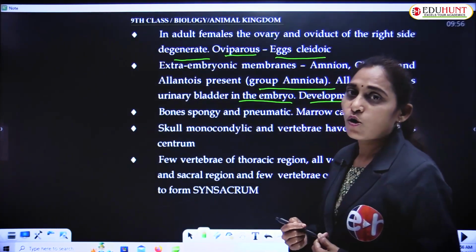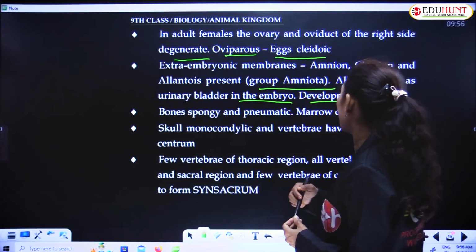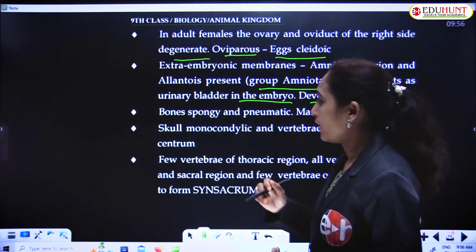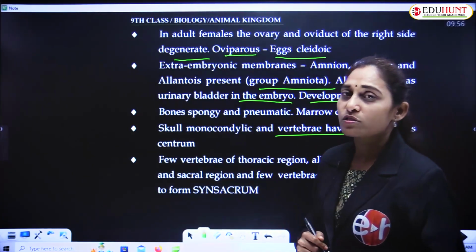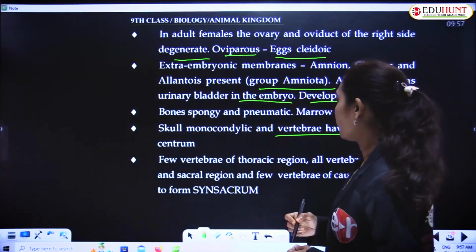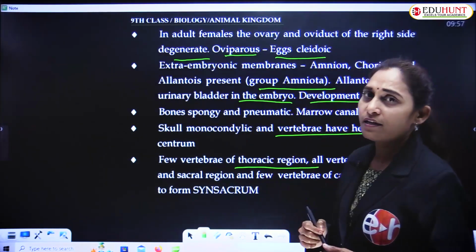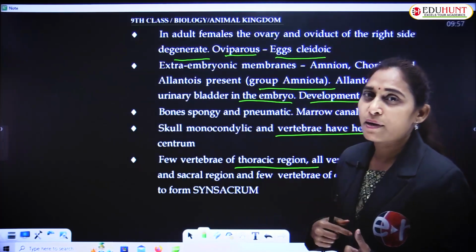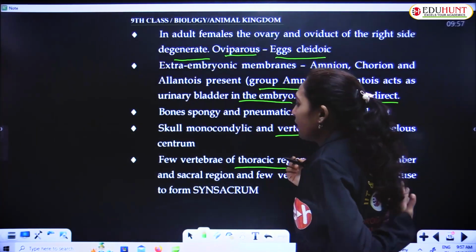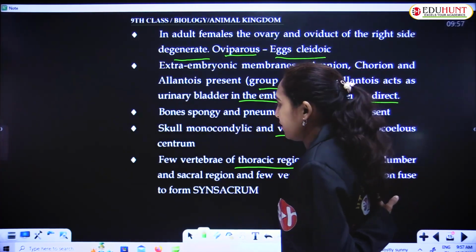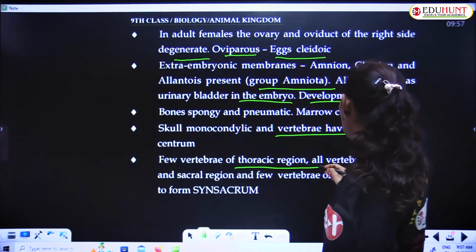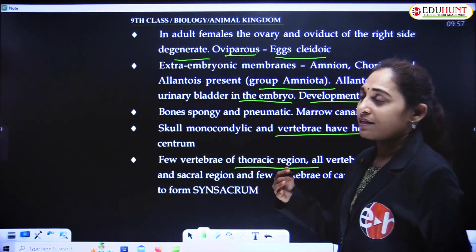Bones are spongy, called pneumatic bones, and the bone marrow canal is absent, and the skull is monocondylic, and vertebrae have heterocoelous centrum. These are the vertebrae, the vertebral column. Right from after the head, we have so many vertebrae. We divide the vertebrae into thoracic, lumbar, sacral, like that.